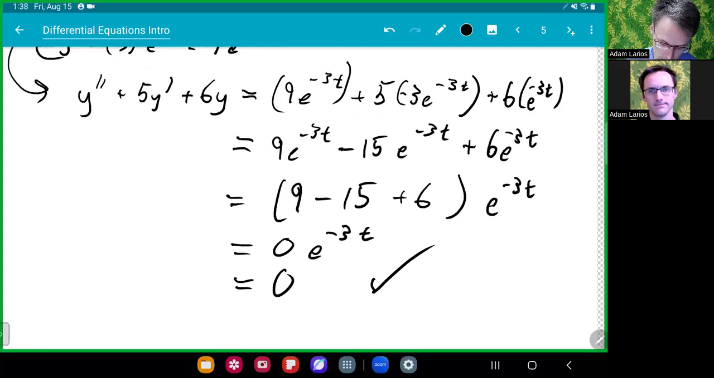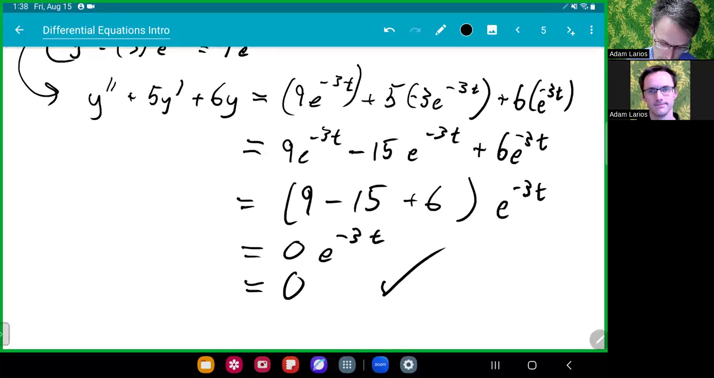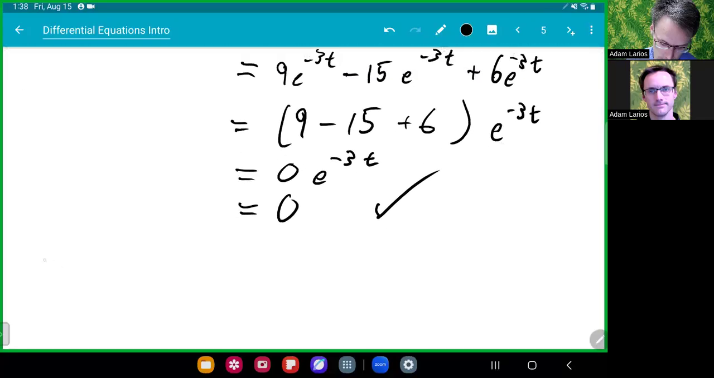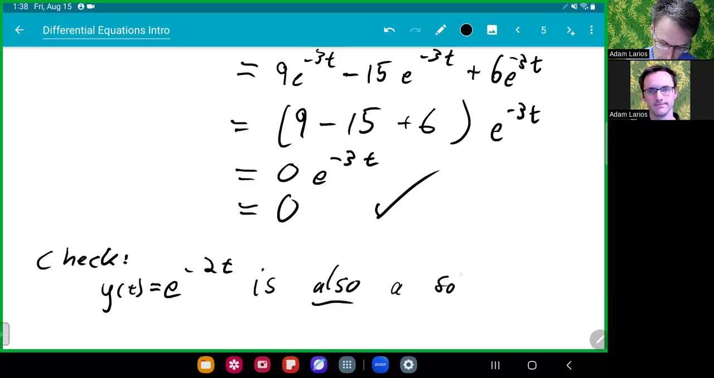Okay, great. But how do we know there aren't other solutions? In fact, there are other solutions. You can check for yourself that e to the minus 2t, a different y of t, is also a solution.